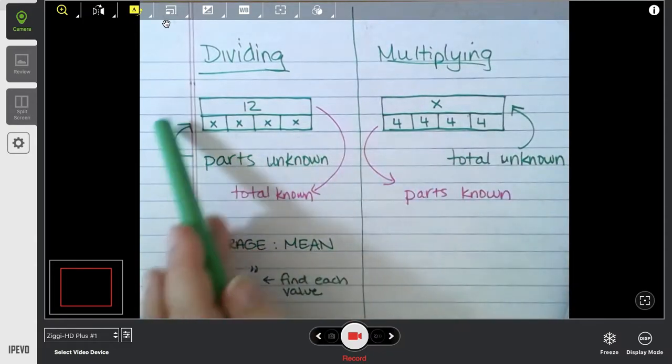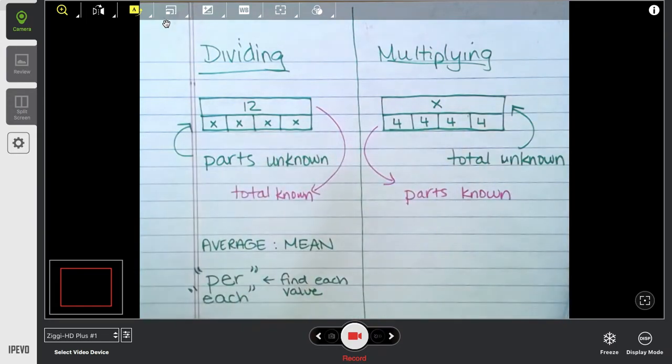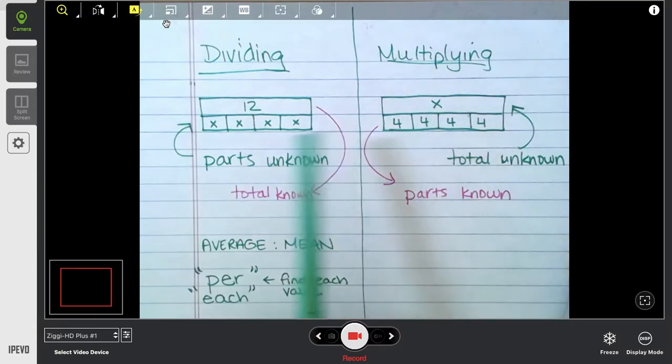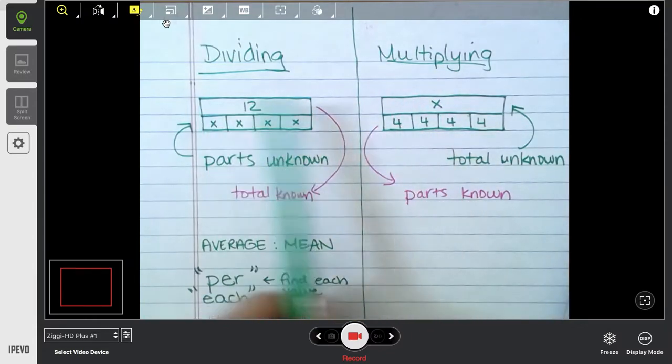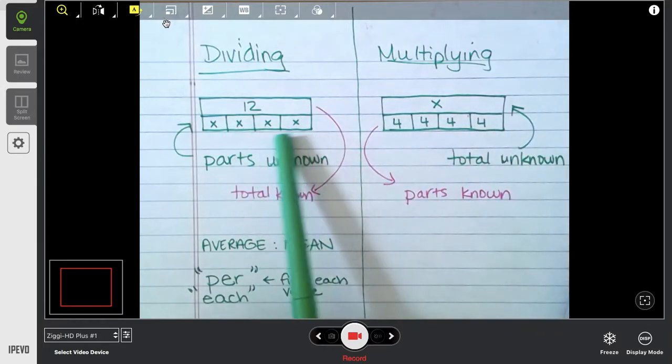All right, let's look at the difference between these two diagrams first. These are tape diagrams for modeling a word problem. Here's our dividing and multiplying, and they look a lot similar. They both have a large bar on the top for their value, and then they have the 4 smaller bars on the bottom. Well, here's the difference.